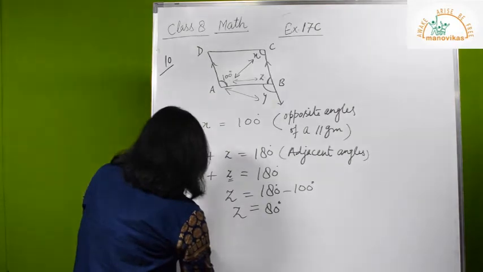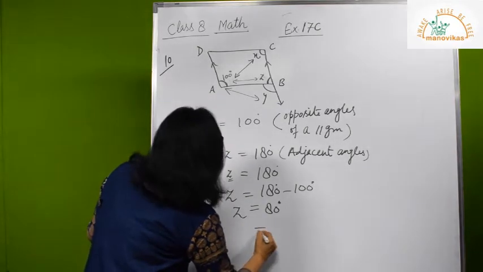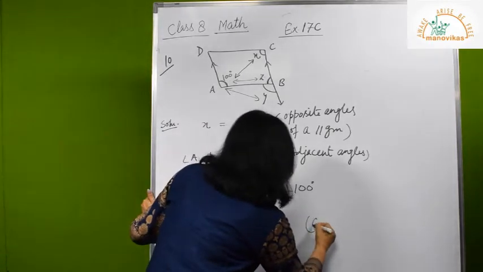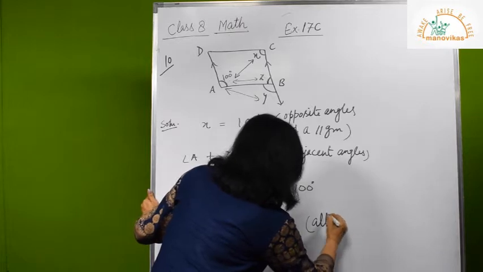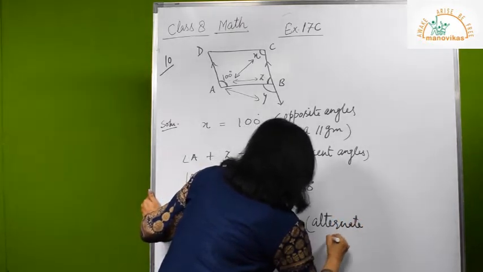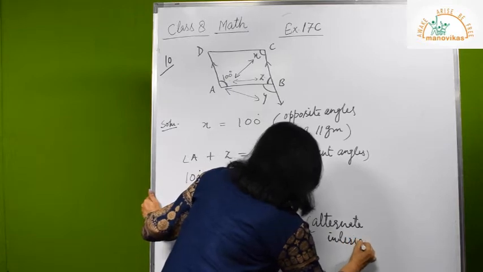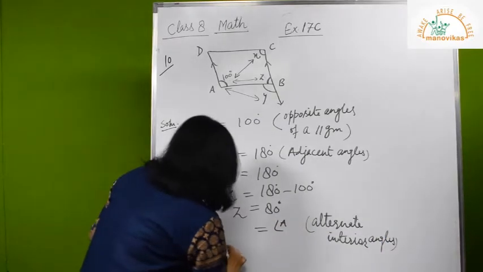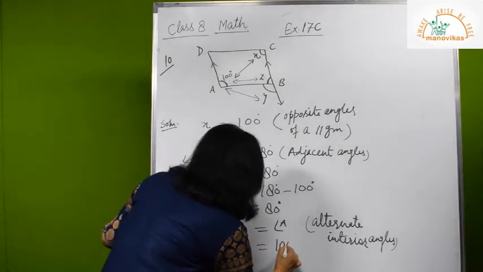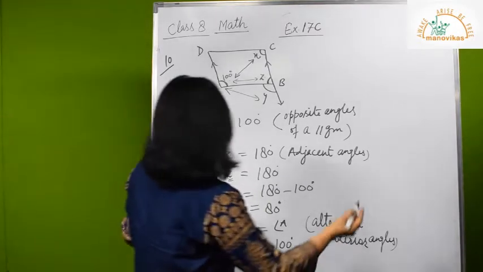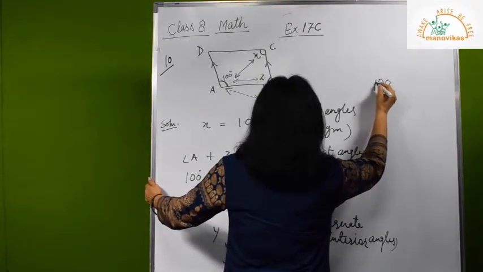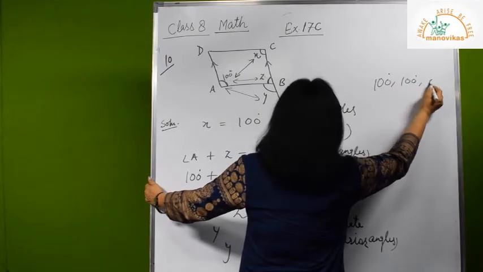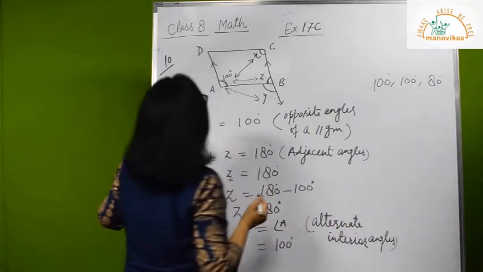Now, so Y is equal to angle A. Why is it equal to A? Because they are alternate interior angles. So they will be equal. So here the value of Y directly we have found as 100 degrees. So all these angles, X is equal to 100 degrees, Y is equal to 100 degrees, and Z is equal to 80 degrees. This is your answer.